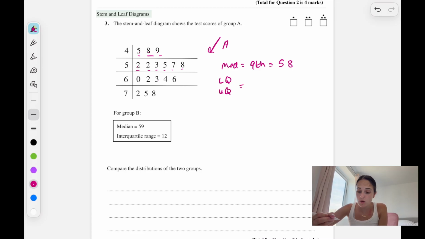We can find the lower quartile by finding the middle of the data behind the median. The data behind the median are these numbers here. So the middle one, because there's 3, 6, 7, 8, there's 8 numbers.